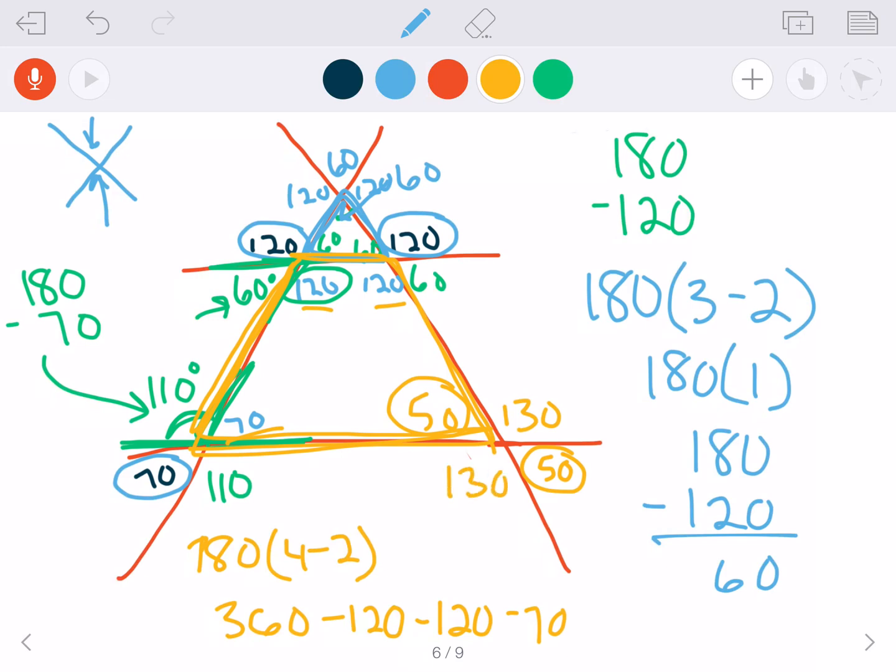This is a challenging problem. On your homework, I want you to give it your best shot, kind of work through it. You're never going to use anything other than angles that are smaller than 360, but give it your best shot.